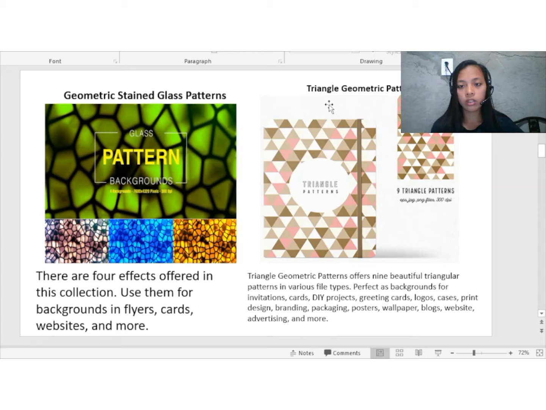And also triangle geometric designs are one of the examples of geometric design. Triangle geometric patterns offer 9 beautiful triangular patterns in various file types, perfect for a background for invitations, cards, DIY projects, greeting cards, logos, prints, design, branding, packaging, posters, wallpaper, blogs, or advertising, and more. Those are all examples of geometric designs.